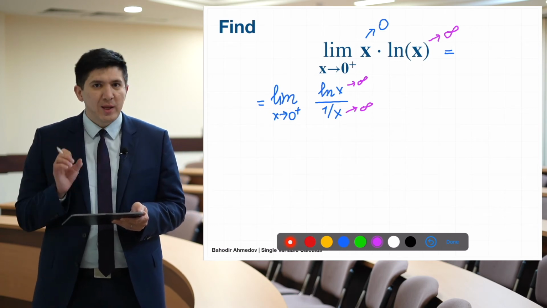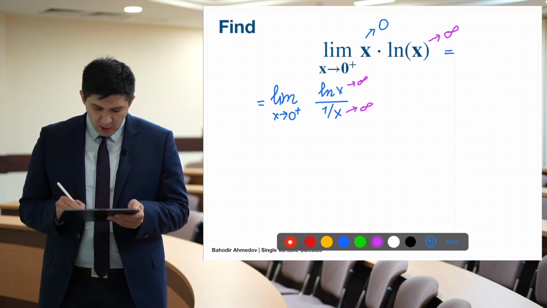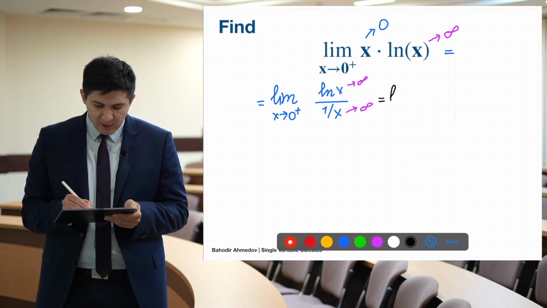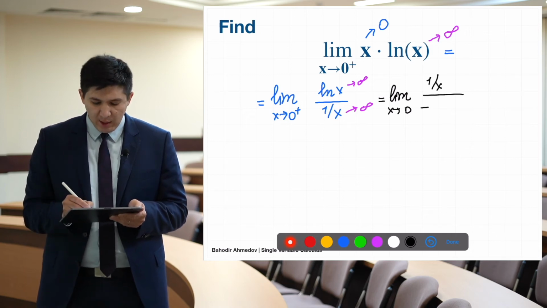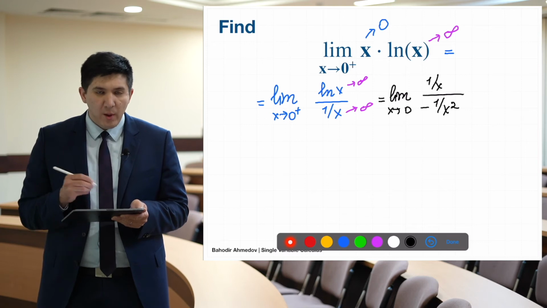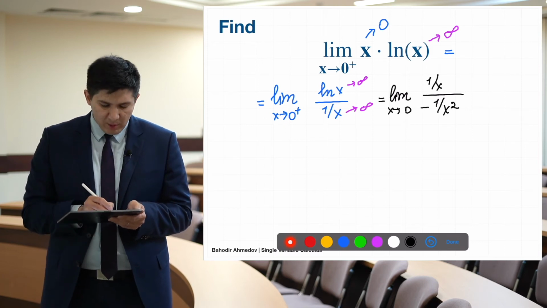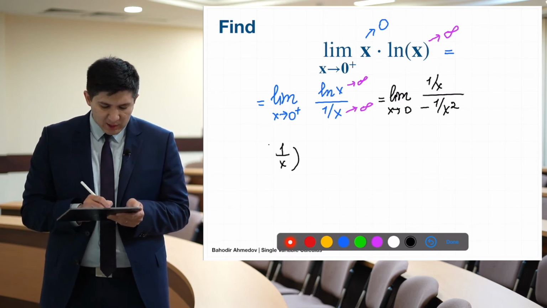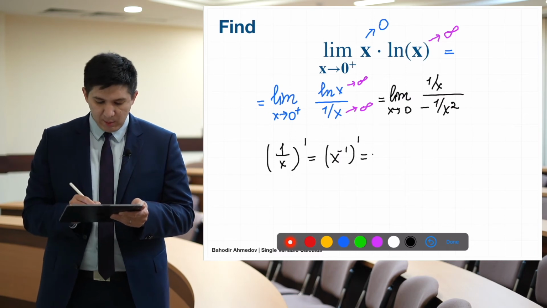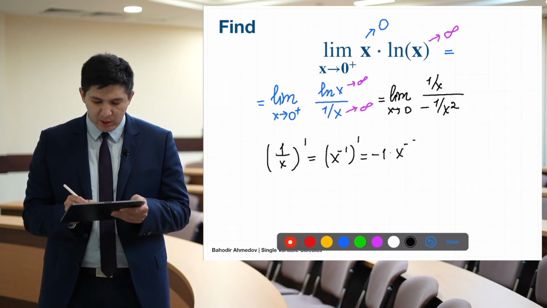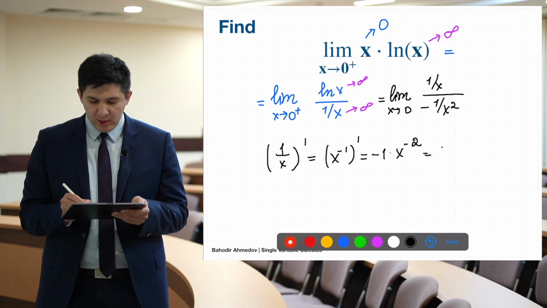Okay, so we can now apply L'Hôpital's rule. I'm going to take the derivative of the numerator, which is simply 1 over x, and the derivative of the denominator is equal to minus 1 divided by x squared, which is the derivative of 1 over x, if you remember. The derivative of 1 over x is the derivative of x to the power of minus 1. The power minus 1 comes down, so it's minus 1 times x to the power of minus 2, which is minus 1 divided by x squared.